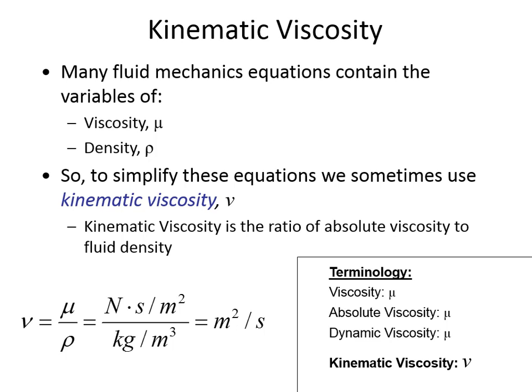So these are the four phrases that you may hear occasionally. If it just is viscosity, it's talking about mu: absolute viscosity, mu; dynamic viscosity, mu. It's only when they specifically say kinematic viscosity that you need to take both the viscosity and the density into account.